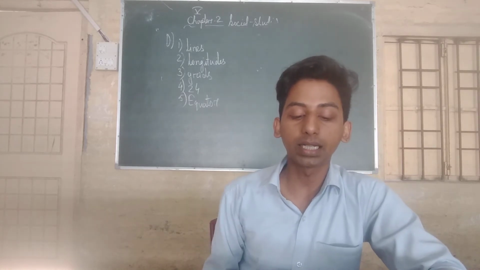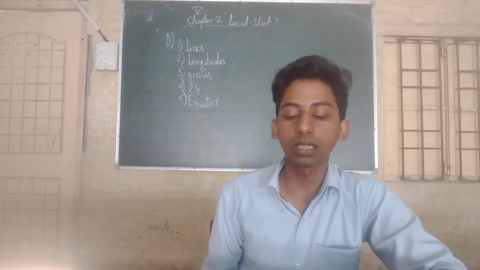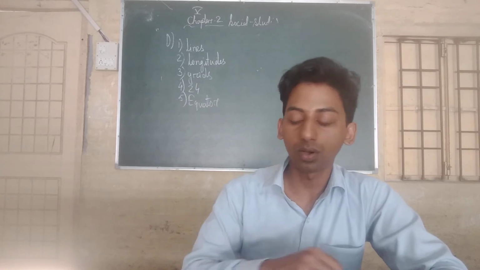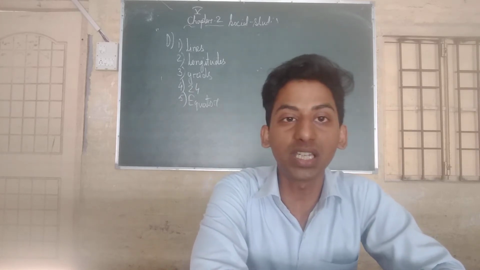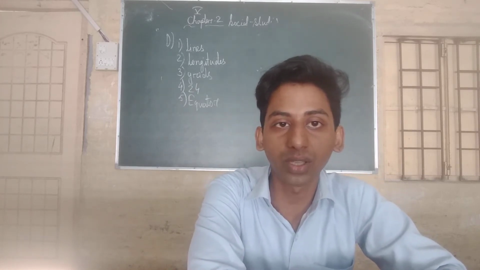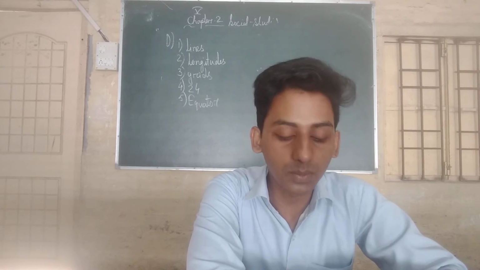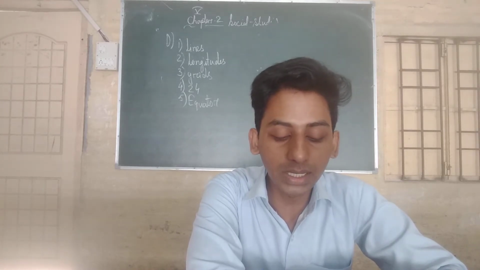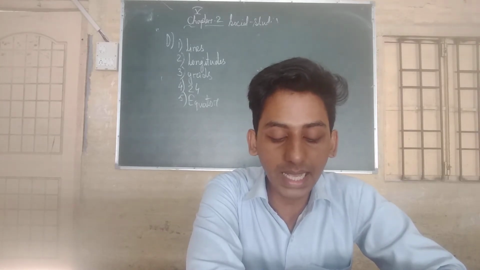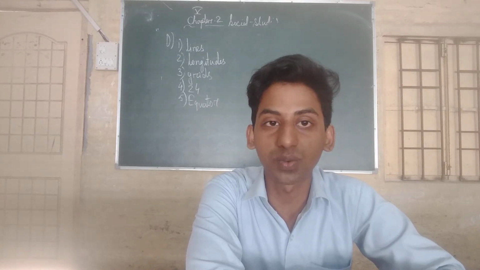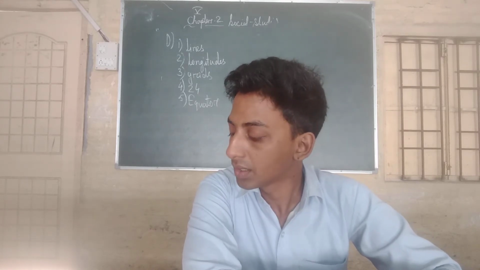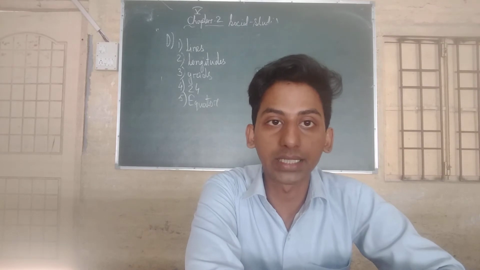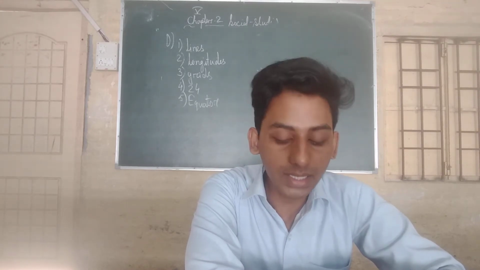This is the number of the time zones in the world. So how many time zones are there? There are 24 time zones. And D number 5: this is the 0 degree latitude. So what is the 0 degree latitude? The equator is the 0 degree latitude.